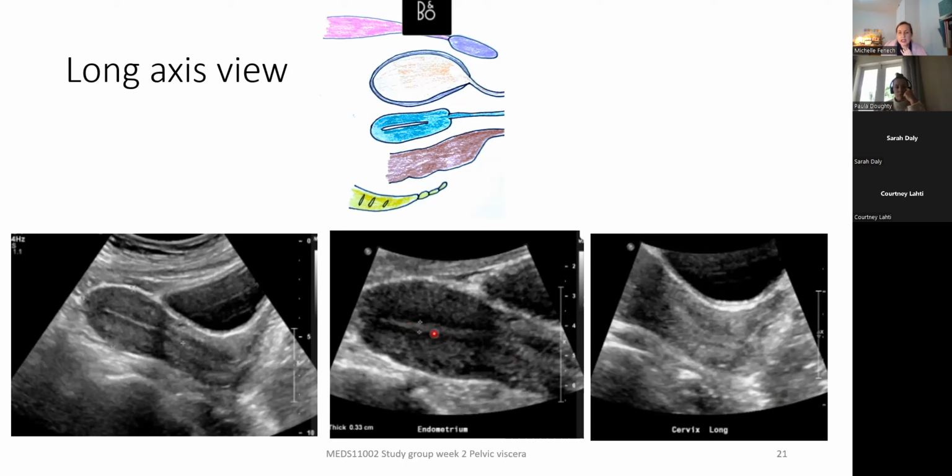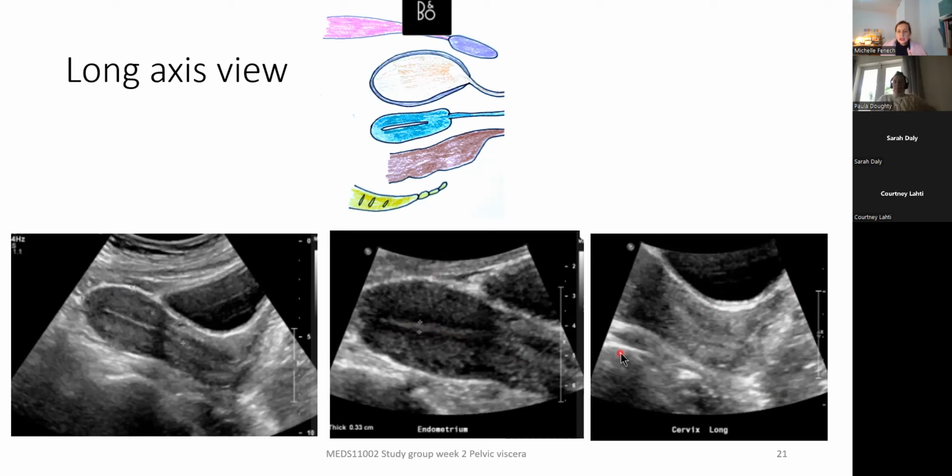But we sort of also need to look really closely at it to make sure there's not any focal areas of darkness or decreased echogenicity within it that might indicate some changes. So I think I've got a picture a bit later that shows one a little bit thicker.